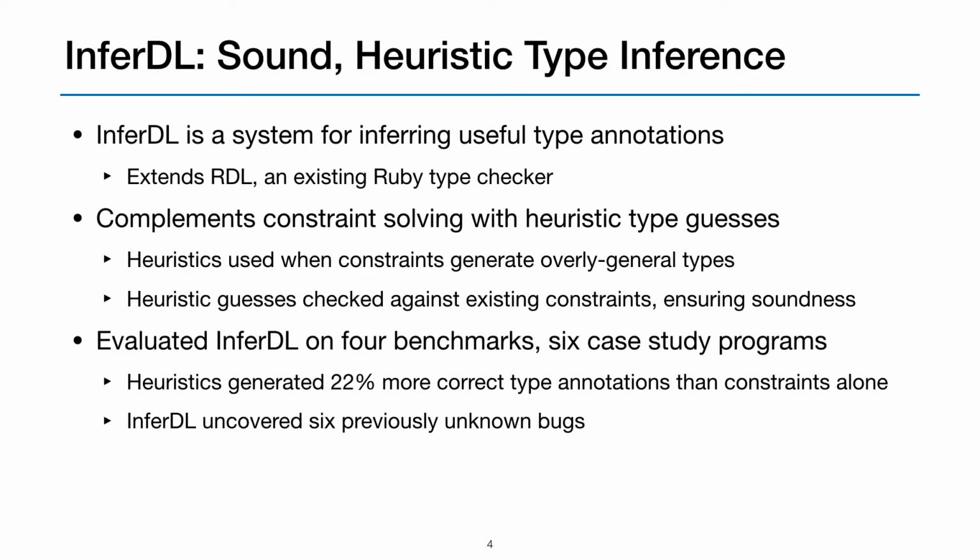As a solution, we introduced the system InferDL, a system for inferring more useful type annotations. InferDL extends RDL, an existing Ruby type checker. It works by complementing constraint solving with heuristic type guesses, where heuristics are used when constraints generate overly general types, while heuristic guesses are checked against existing constraints, thereby ensuring soundness. We evaluated InferDL on 4 benchmarks and 6 case study programs, and we found that heuristics helped us generate 22% more correct type annotations compared to constraints alone. On top of that, we also found 6 previously unknown bugs in the process, so we think InferDL is a promising system.